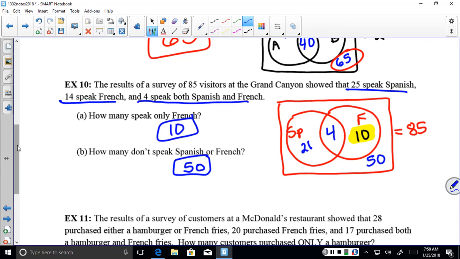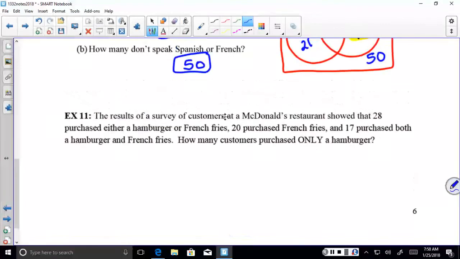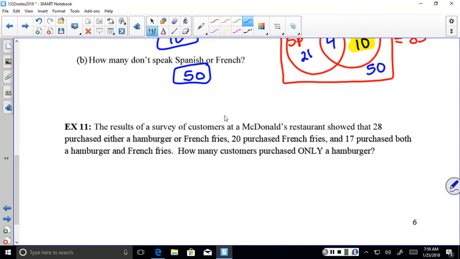All right, one more of these. It says the results of a survey of customers at McDonald's restaurants showed that 28 purchased either a hamburger or French fries. What does that mean in mathematics? Plus, if I said, hey, I went to McDonald's and I got a hamburger or French fries, what'd I get? I mean, I could have gotten just a hamburger, right? I could have gotten just French fries, but I could have gotten both hamburgers and French fries. All of those are included in a hamburger or French fries. One or the other or both.